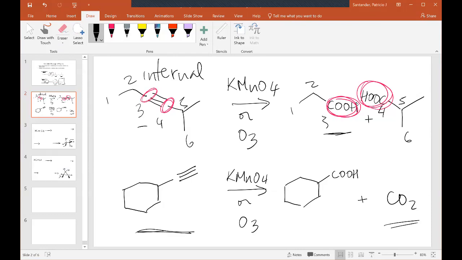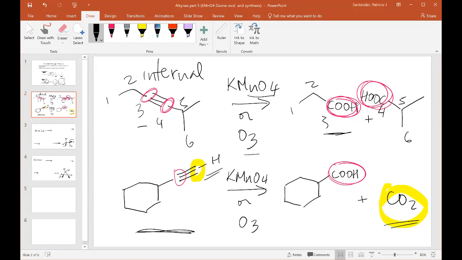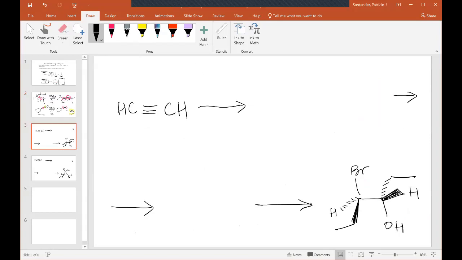And then the other example that I have for you here is a terminal alkyne. There is a hydrogen atom that we are not showing there, right? And the result will be that this carbon atom here will become a carboxylic acid, while the other carbon atom there is going to become CO2, right? So it's not so bad, and the good thing is that KMnO4 or ozone, both of them will give you the same result. Okay, so now let's practice a couple more syntheses.